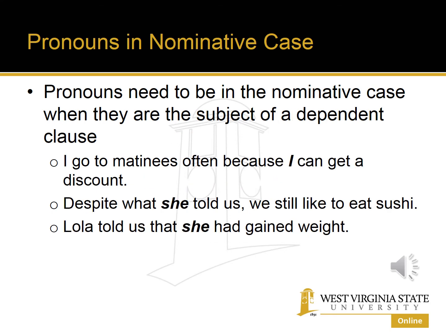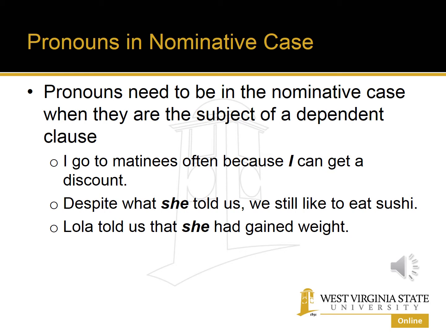All right, let's continue looking at examples of pronouns in the nominative case. Here we have some examples of pronouns in the nominative case when they are the subject of a dependent clause. So, for example, I go to matinees often because I can get a discount. Because I can get a discount is a dependent clause. And as you notice, the subject of the dependent clause is I, so it's in the nominative case.